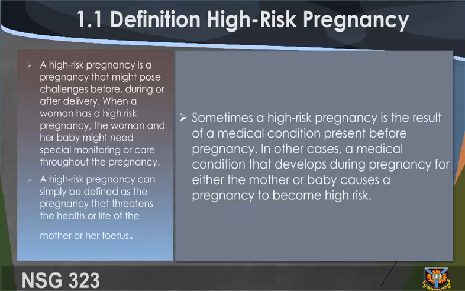pregnancy. A high-risk pregnancy can simply be defined as the pregnancy that threatens the health or life of the mother or her fetus. Sometimes, a high-risk pregnancy is the result of a medical condition present before pregnancy. In other cases, a medical condition that develops during pregnancy for either the mother or baby causes a pregnancy to become high risk.